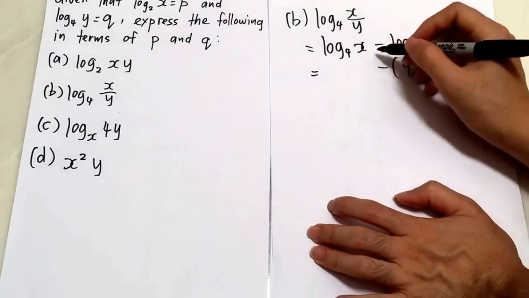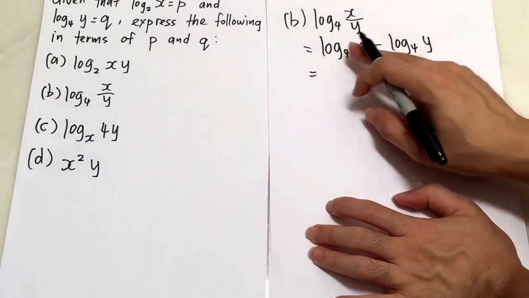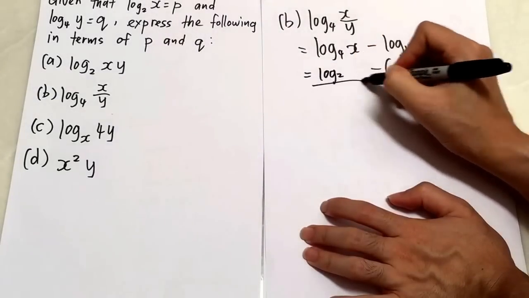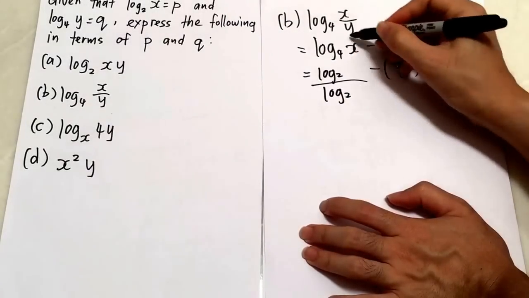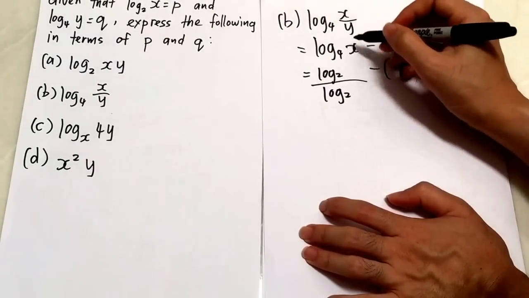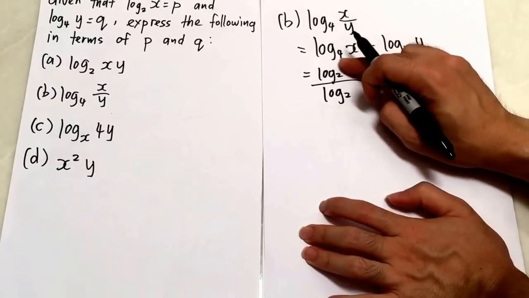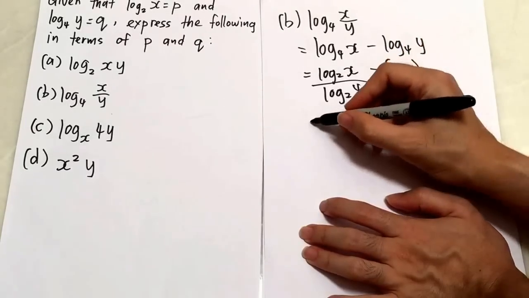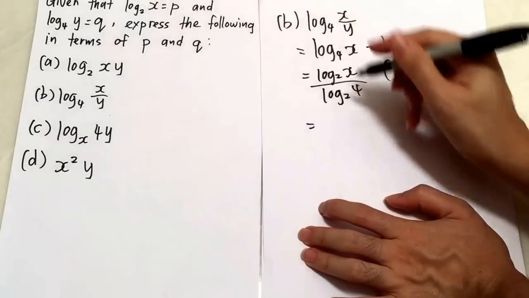Alright, and log base 4 of x, I do not have log base 4 of x, but I have log base 2 of x. So I know I have to change base to base 2 and base 2. I say bigger number, I mean this one looks bigger compared to this one, this is smaller. Okay, bigger right at the top, and base right at the bottom. Alright, this is log base 2 of x is equal to p.